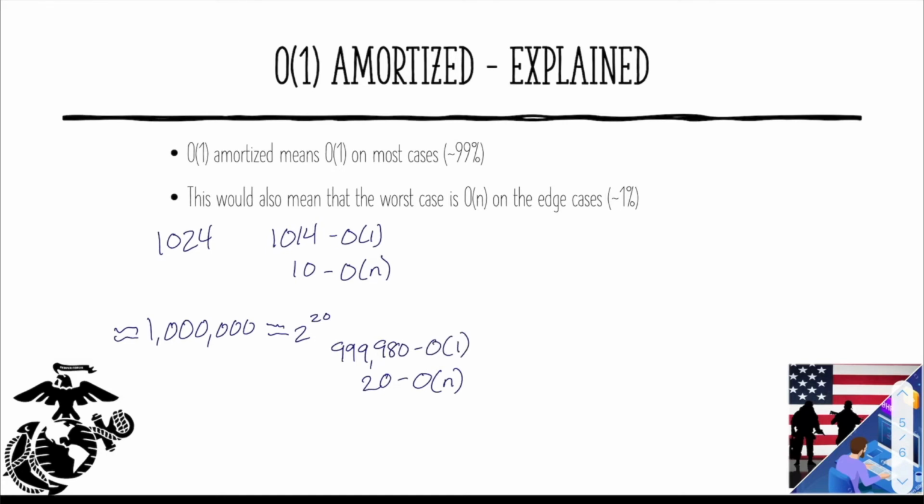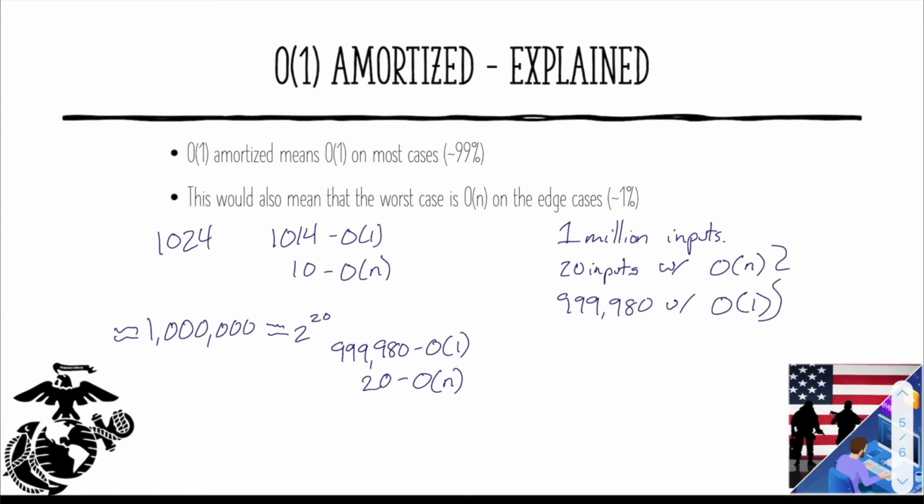So if I'm inserting into a vector, and I have a total of 1 million inputs, in those 1 million inputs, I will have 20 inputs with a speed of O of n, and I will have 999,980 with a speed of O of 1. That is O of 1 amortized.